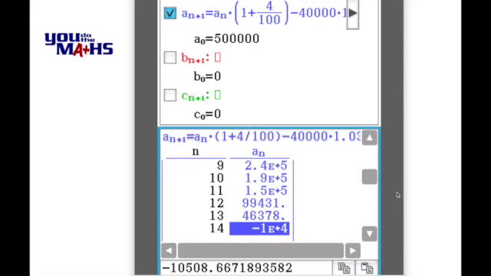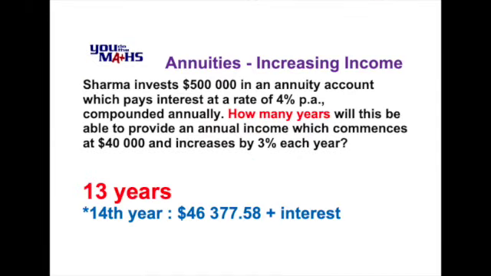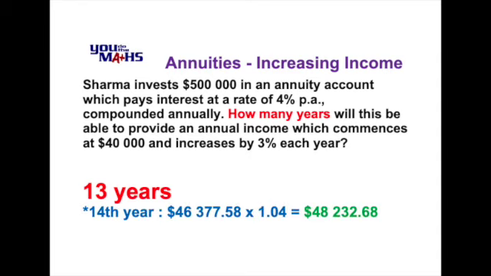So to summarise that, we get 13 years of full payments, which covers the expectation of $40,000 increasing by 3% each year. But in the 14th year, what we do is we get the amount in the account at the end of 13 years plus the interest. Now from our table we saw that was $46,377.58. Now the interest is 4% in terms of how much the account increases by compounded annually. So we multiply that $46,377 by 1.04, and the amount that we get, which we'll receive in the 14th year, is $48,232.68.